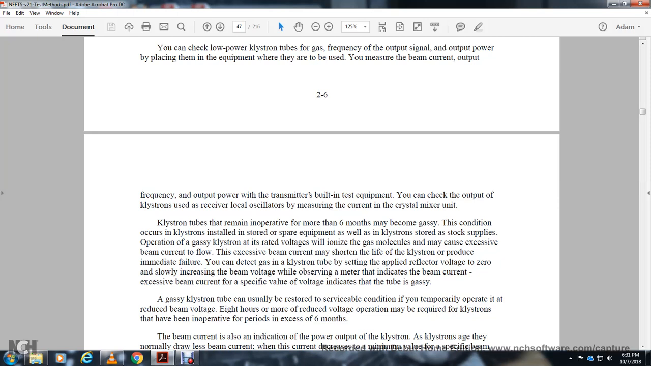A klystron tube that remains inoperative for more than 6 months may become gassy. To keep the condition accurate, klystron spares on the shelf should be stored with the equipment stocks.